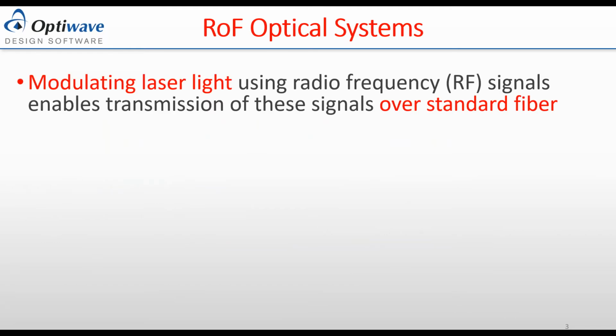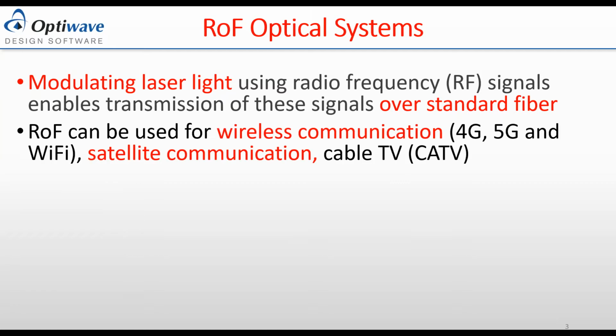So radio over fiber is basically a concept where you have the laser light modulated by a radio frequency sinusoidal signal, which generates two tones at the carrier frequency of the light. And then these tones would be modulated with an information signal and carried over fiber or in free space.